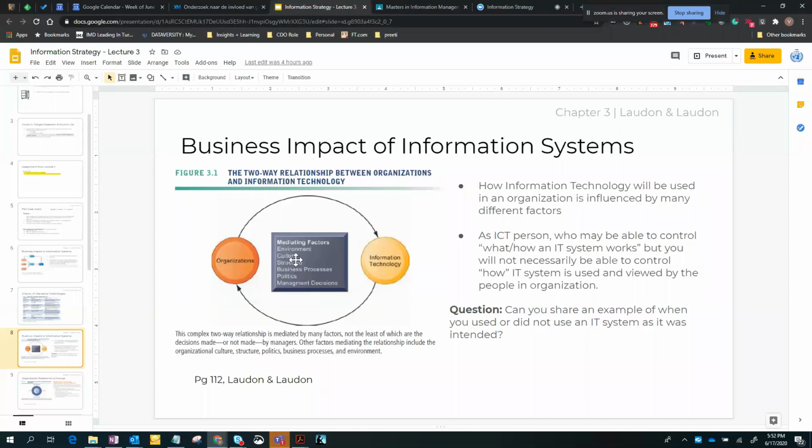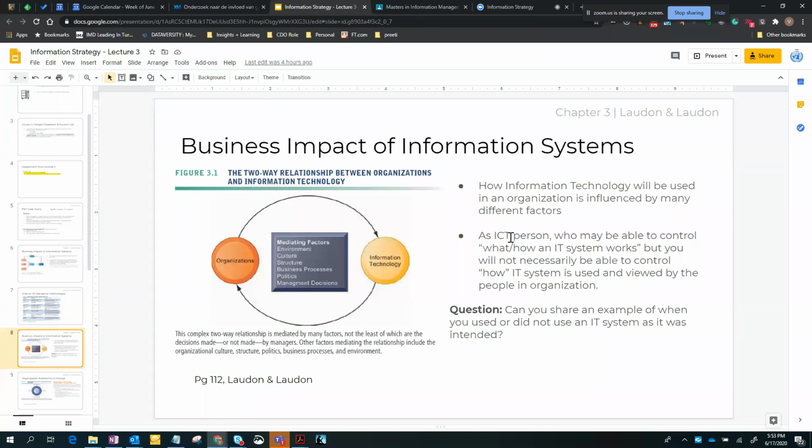So things like the culture of the organization, business processes, how well the business process is defined or not, and the structure, meaning the hierarchical or organizational structure of the company. Does the management take information technology seriously or not? All these factors determine how information technology is going to be used in the organization.